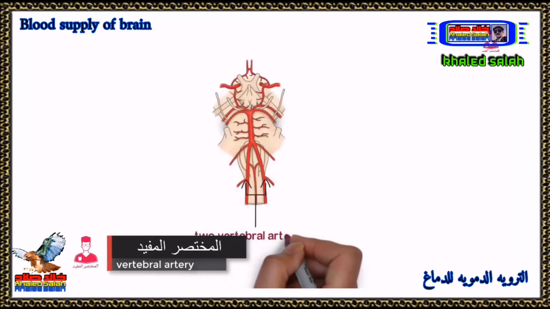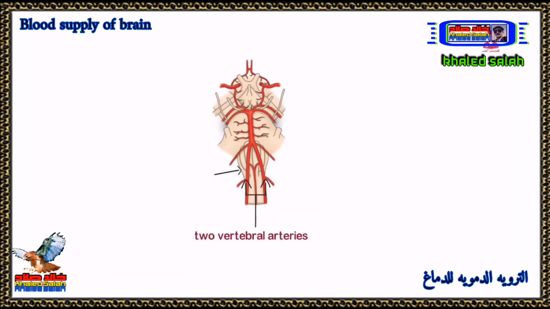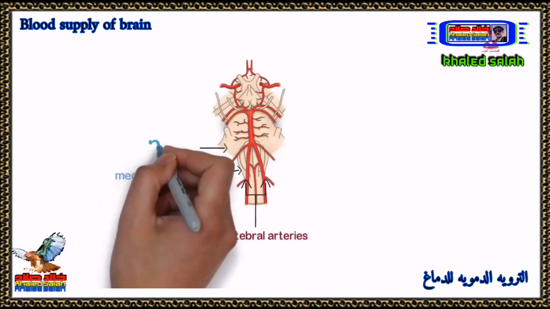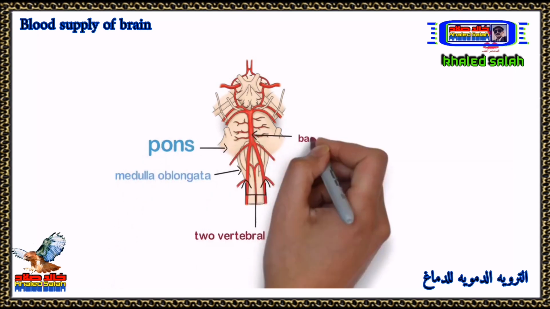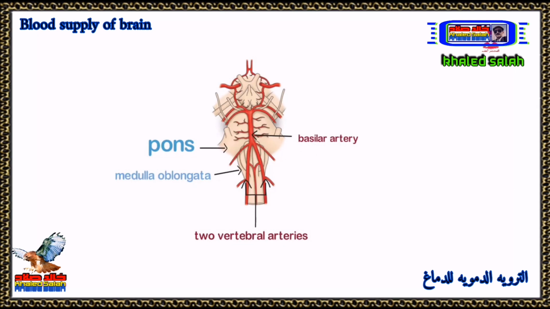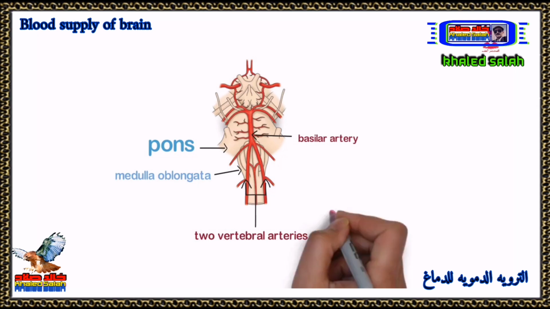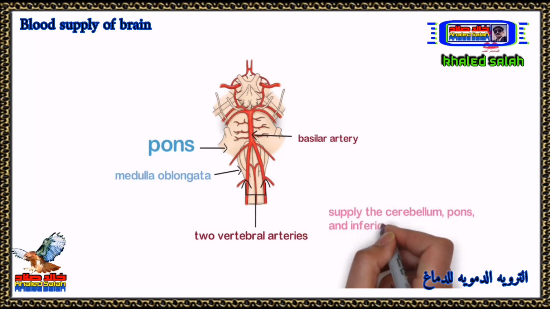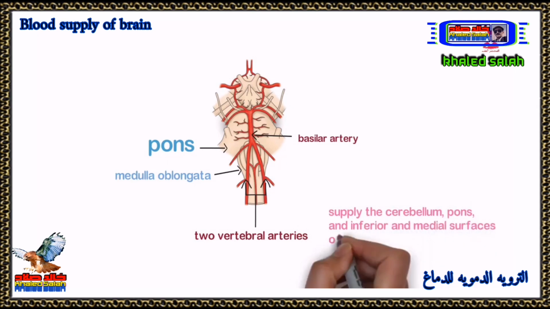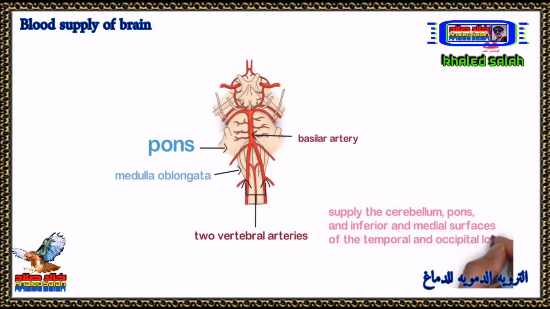The 2 vertebral arteries course along the medulla oblongata and unite ventral to the pons, forming the basilar artery. The vertebral and basilar arteries give rise to several pairs of smaller arteries that supply the cerebellum, pons, and inferior and medial surfaces of the temporal and occipital lobes.